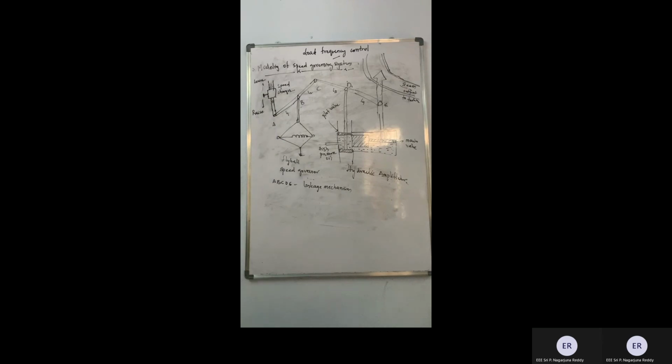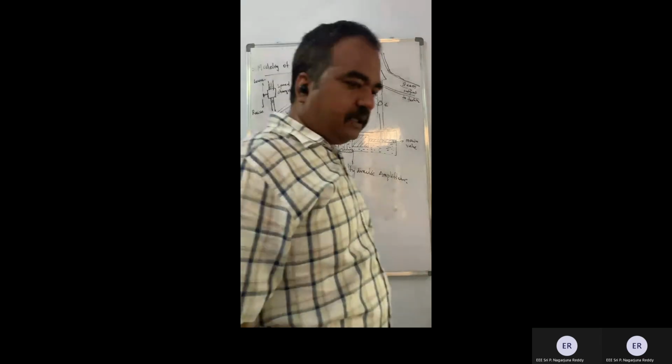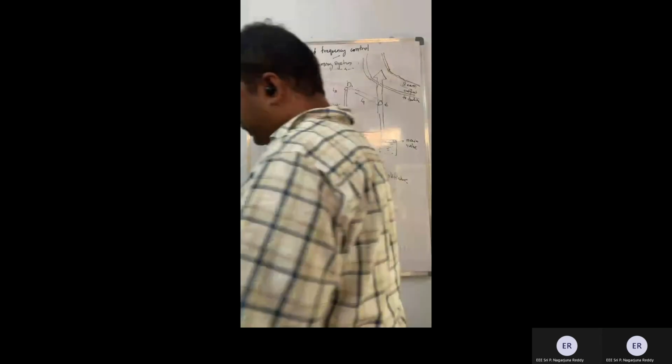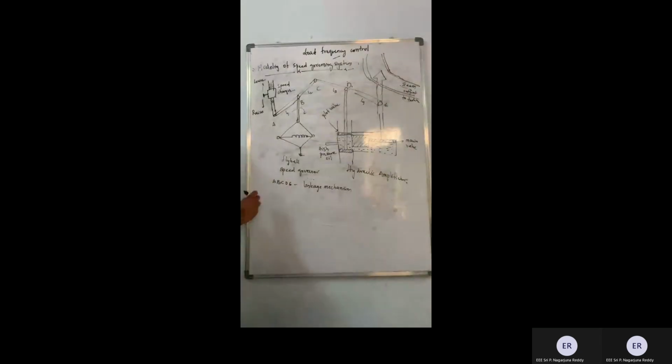I hope you are able to see the picture now. I hope you can visualize this, the speed governing system. Now, see this one. This is called a speed governing system, which controls the speed inlet to the turbine. Now, let's see how it is going to work. See, there are four important parts of your speed governing system.